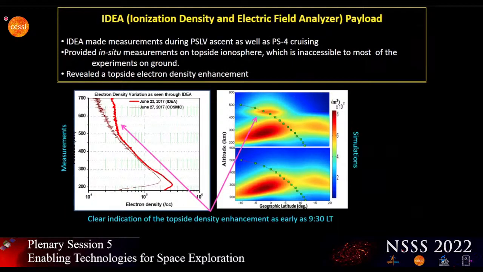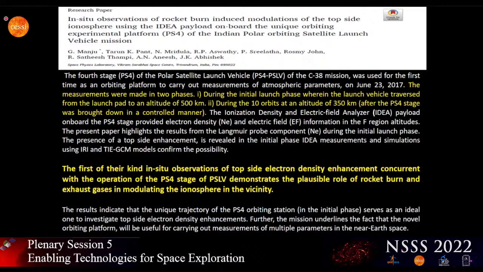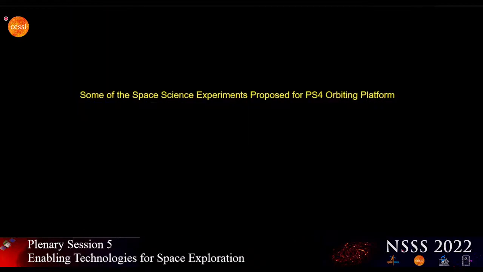Actually, it was not a true ledge that we saw in the ionosphere, but rather it is an effect of the PS4 itself. And that shows how the rocket launch, or the rocket burn, can have an influence in modulating the ionosphere in its vicinity. I took these lines from their conclusion statement, so I did not modify anything. This is as per the authors.